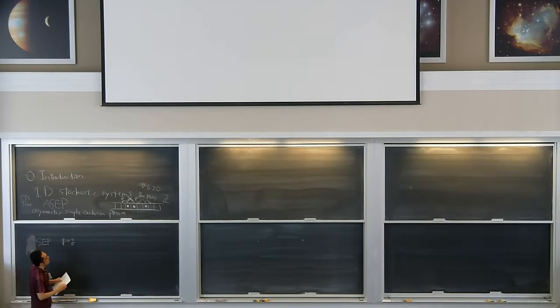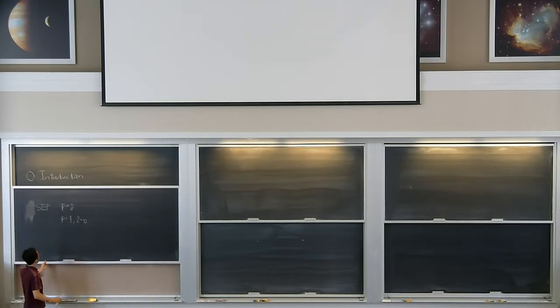There's another special case which is also very important. This is the case in which particles hop only in one direction. Sometimes we put p equals 0, sometimes we put q equals 0, but in this lecture we put p equals 1 and q equals 0. Of course, we could still keep p general, but in fact, we are now considering continuous time.